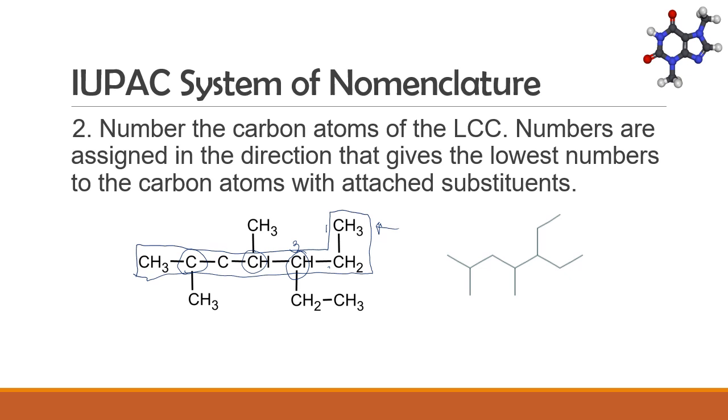If we start from left to right, we would number this as 1, 2, 3, 4. So in this case, the second carbon here has a substituent and it has a lower number than this carbon here, which is number 3. So we number from left to right. So this is carbon 1, carbon 2, carbon 3, 4, 5, 6, and carbon 7.